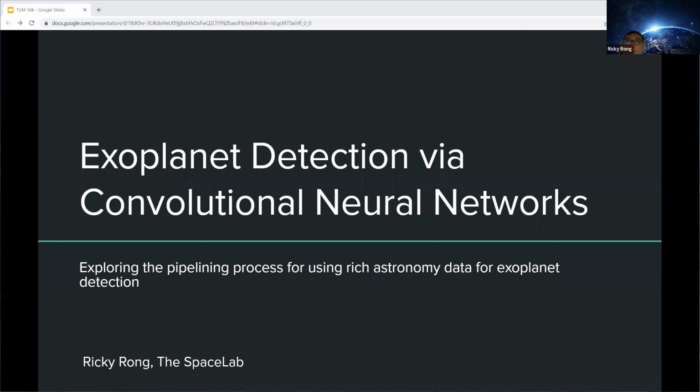Nice. Okay. So, today I'll be talking about doing some detection of exoplanets via machine learning and neural networks. I've been working on this project with Space Lab for the past year. It's been mostly on and off.